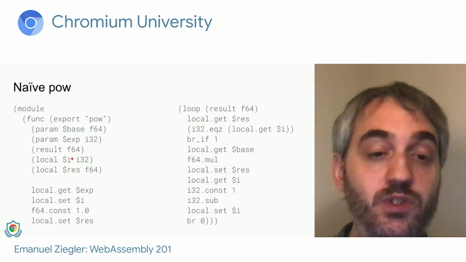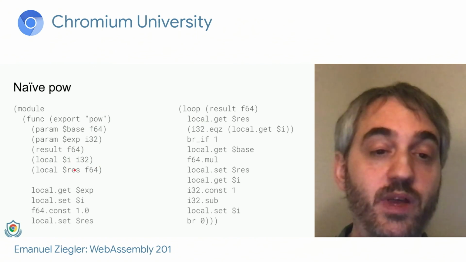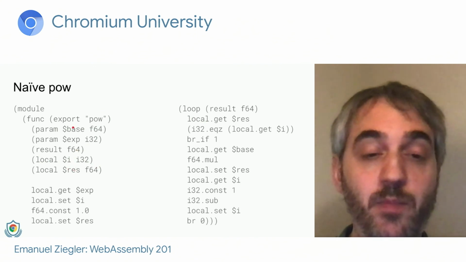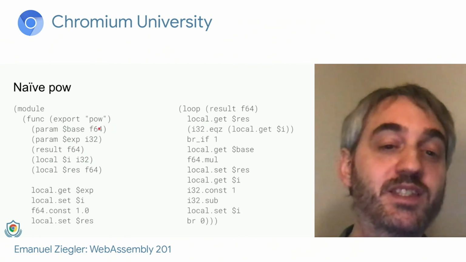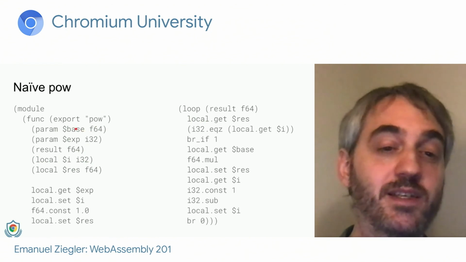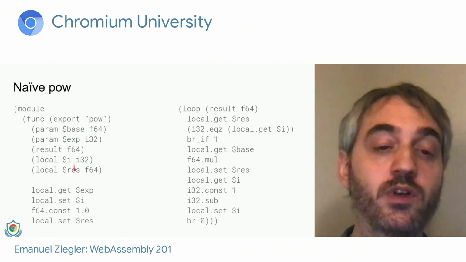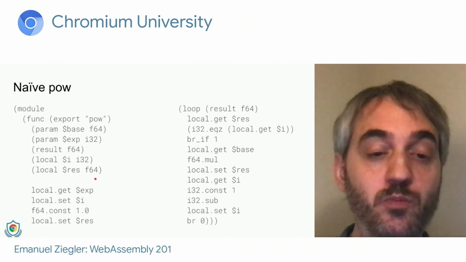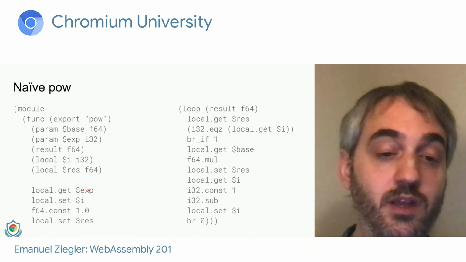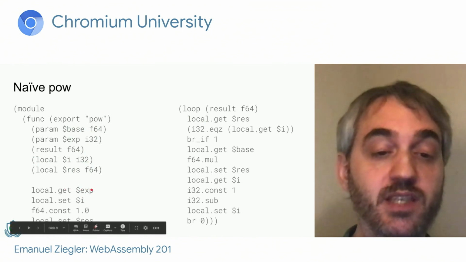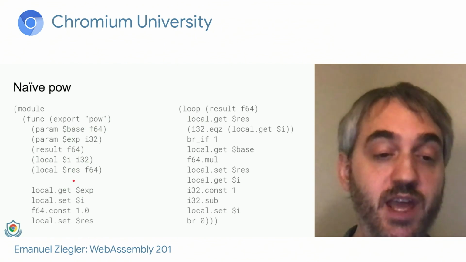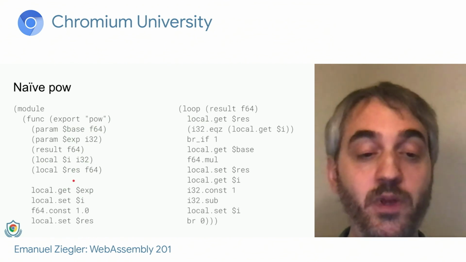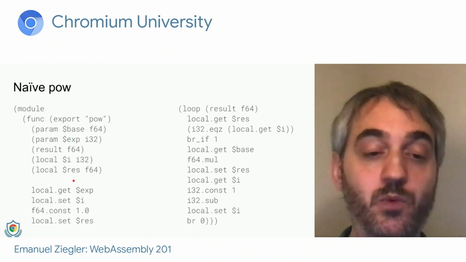So I'm using here some variable names like $i, $res, $x, and $base, which only exist in the text format. Those variable names will not be present in the binary. So when we later look at the binary in Chrome, we will not see these names, unfortunately. So it will be basically numbered from variable 0, 1, 2, and 3. The actual function body consists of an initialization where we initialize $i by setting it to the exponent. And we do that by getting the exponent from the local variable, putting it on the stack, and then setting the local variable $i by popping the value from the stack. And similarly, we initialize the result with 1.0.